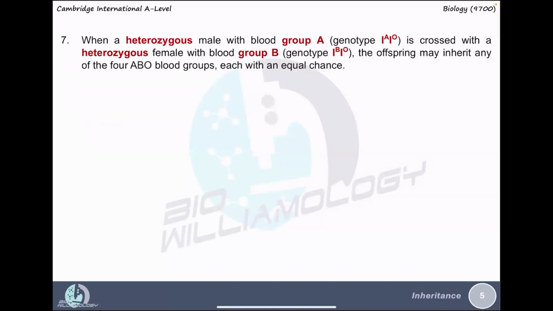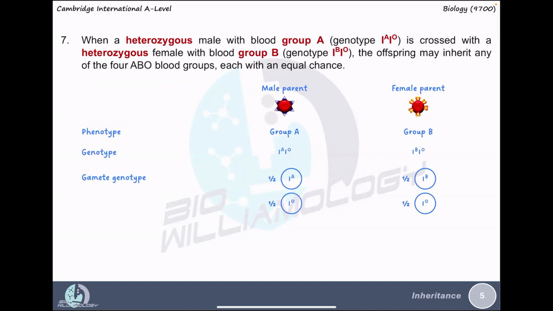So when a heterozygous male with blood group A is crossed with a heterozygous female with blood group B, the offspring may inherit any of the four ABO blood groups, each with an equal chance. You can see the male parent with blood group A and the female parent with blood group B, and because both of them are heterozygous, they produce two types of gametes. For the male parent, 50% of the gametes carry IA and another 50% carry IO. Similarly for the female parent, 50% of the gametes carry IB and 50% carry IO.